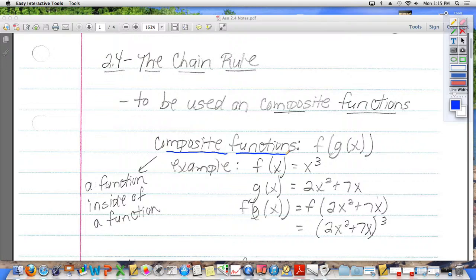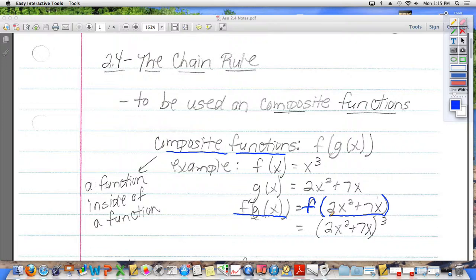An example: if f of x is equal to x cubed and g of x is equal to 2x squared plus 7x, then f of g of x, the composite function, meant that you figured out the value of f of x when you replaced the x value with g of x, 2x squared plus 7x. Don't dwell on this too much. If this was foggy to you then, it is not the goal of this unit.